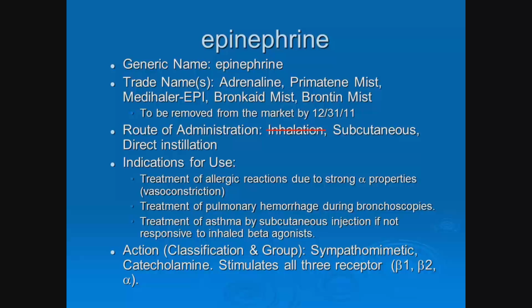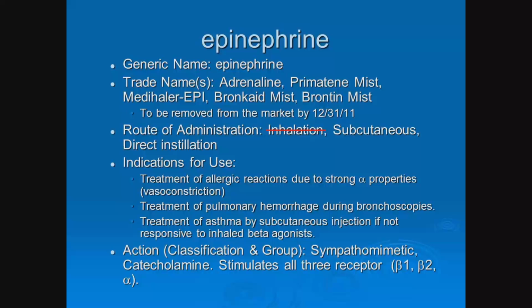We actually use it as a direct instillation where we squirt it down during a bronchoscopy because of a pulmonary hemorrhage. See this bullet point here? Pay attention to it. The second bullet point, treatment of pulmonary hemorrhage during bronchoscopies. The doc's doing a bronch, puts a little forceps down there to get a sample of a potential tumor, some tumorous tissue, and when he yanks on it, pulls it off, the patient starts bleeding. And the only way to stop the bleeding is with epinephrine.